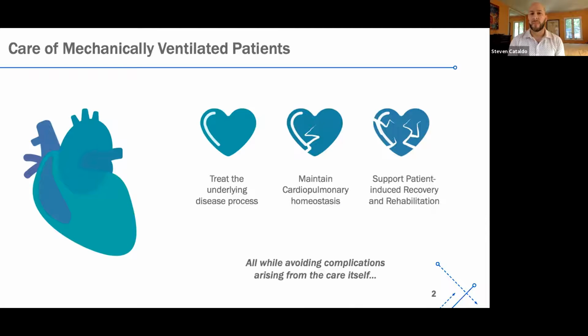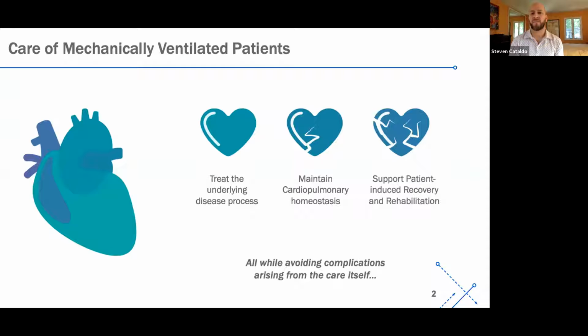Three big, hard hitting things that we need to do for the mechanically ventilated patient. We need to treat the underlying disease process. What could that be? That could be a slew of 1,000 different things. We have to make sure that whatever's ailing the patient at this particular time, we're starting to treat that underlying disease process. Of course, we want to maintain cardiopulmonary homeostasis. We want to keep them hemodynamically stable, keep them oxygenated, allow their body to heal itself as we intervene in ways that we know how to with modern medicine.